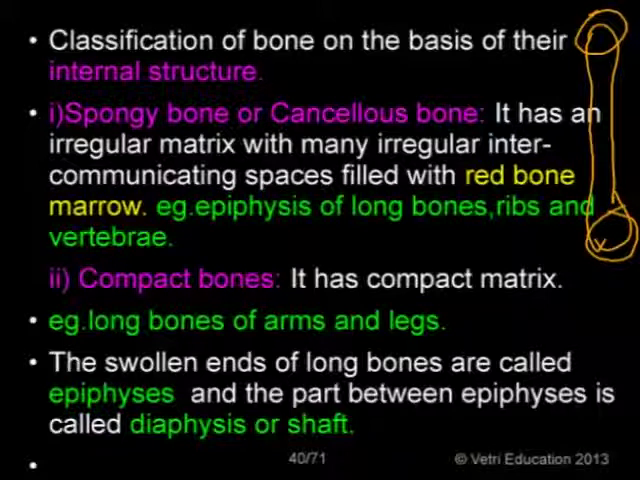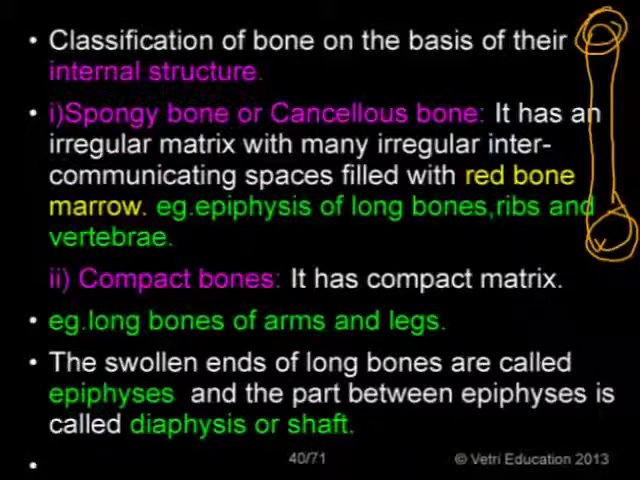Intercommunicating small spaces are formed, which give a spongy nature. So it has an irregular matrix, with many irregular intercommunicating spaces that give a spongy appearance. Those intercommunicating spaces are filled with the red bone marrow. This is what we call spongy bone or cancellous bone, and it is normally formed at the tip, at the end of the bone.